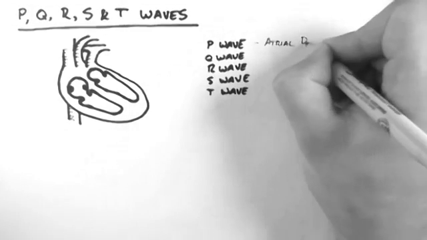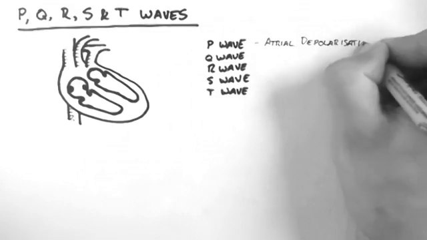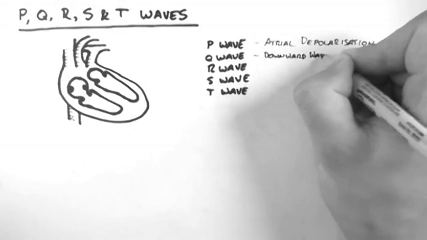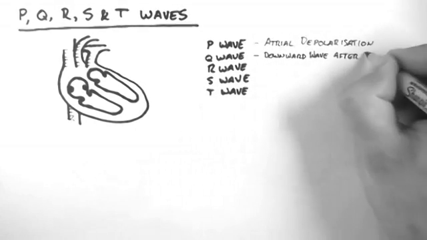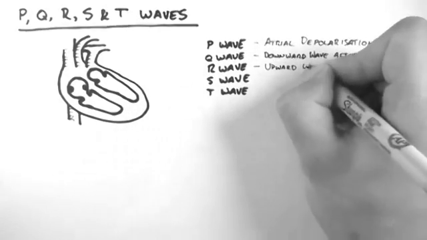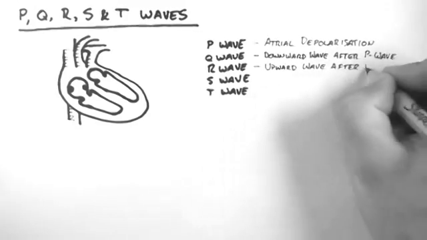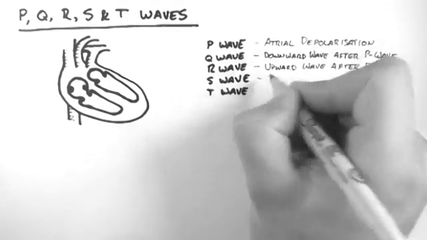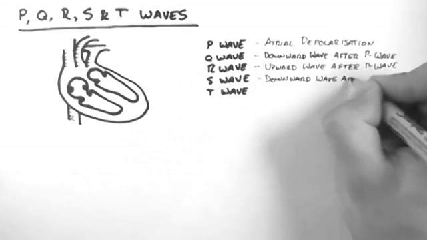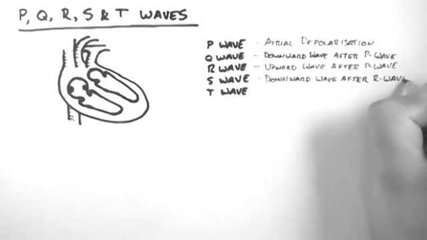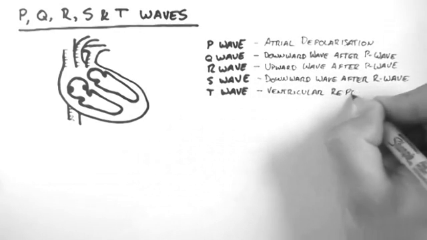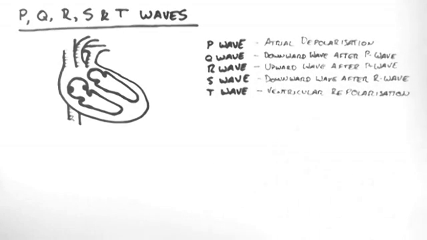The P wave occurs during atrial depolarization. The Q wave is a downward wave which follows a P wave. The R wave is an upward wave which follows a P wave. The S wave is a downward wave which follows an R wave. And the QRS waves are associated with ventricular depolarization. And finally, the T wave is associated with ventricular repolarization.